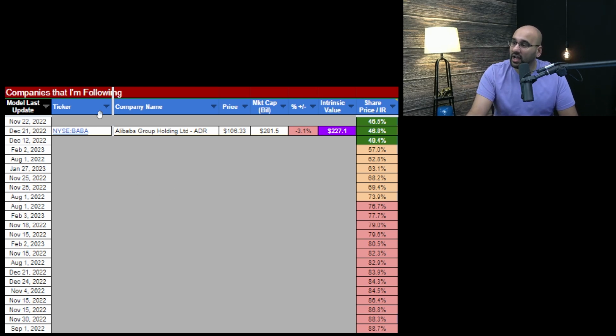And I unhighlighted Alibaba because it's very similar. It's trading relatively cheap to its intrinsic value. And if you click into here on the tracker, you can actually get into this Alibaba model, which is very similar to that Alphabet model that I just showed you.